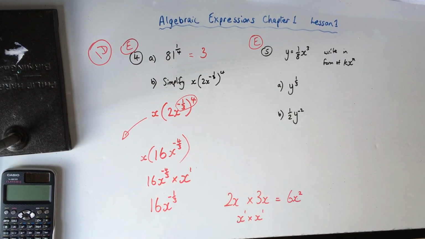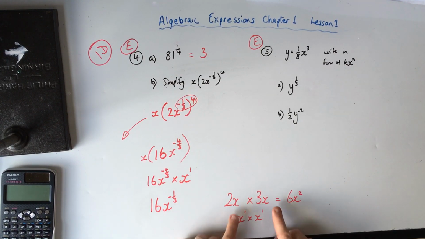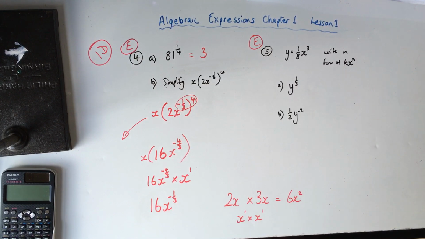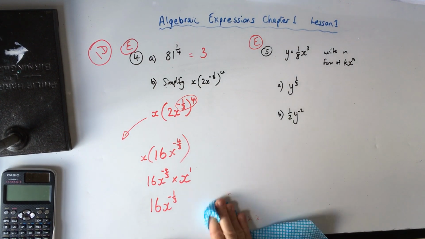And we've just done exactly the same here, except instead of being 1 and 1, they're 1 and minus 4/3, so it just looks more complicated. This is A level. Welcome to A level. Okay.